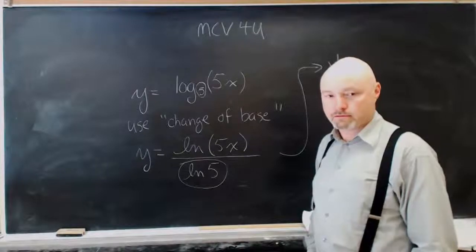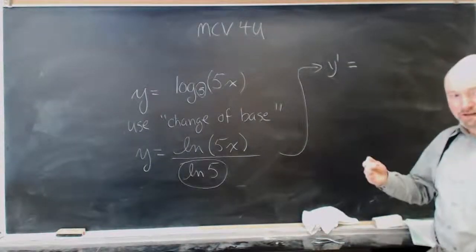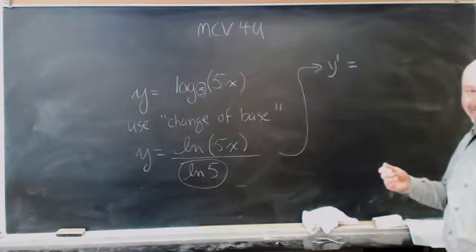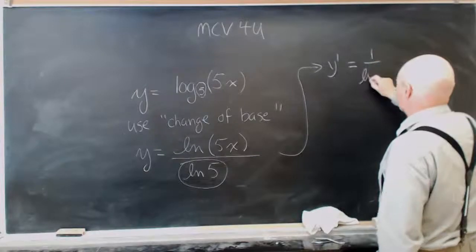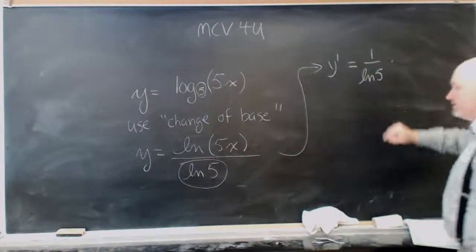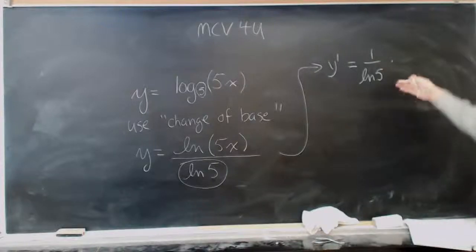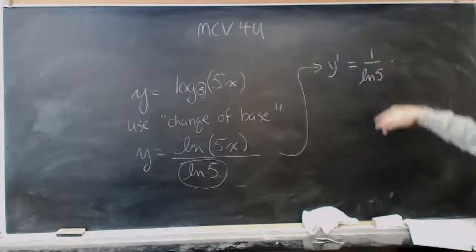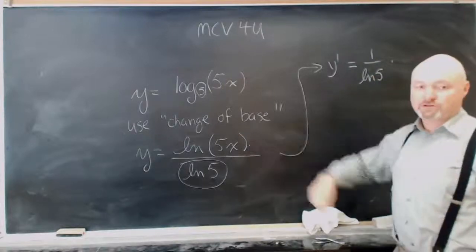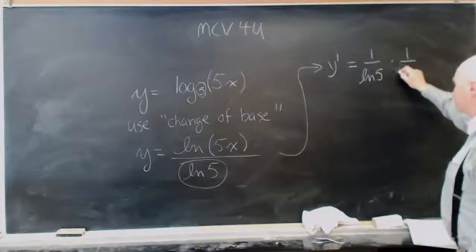Did you get it, RJ? Luke's done all the other ones to now. Okay, 1 over the natural log of 5, that's just like a number. You can use the constant rule. What's the derivative of the natural log of 5x? 1 over 5x, yes.